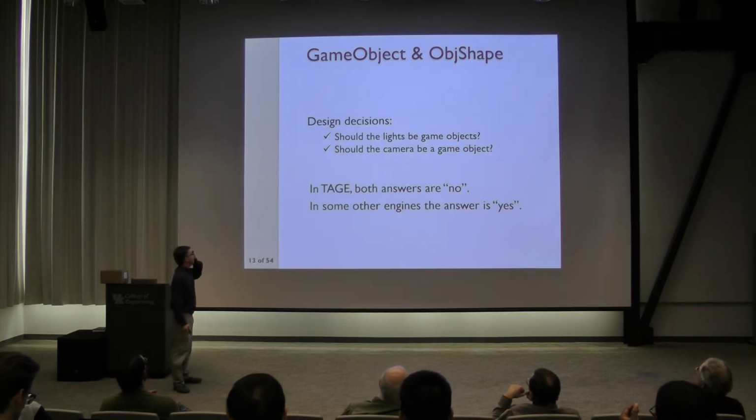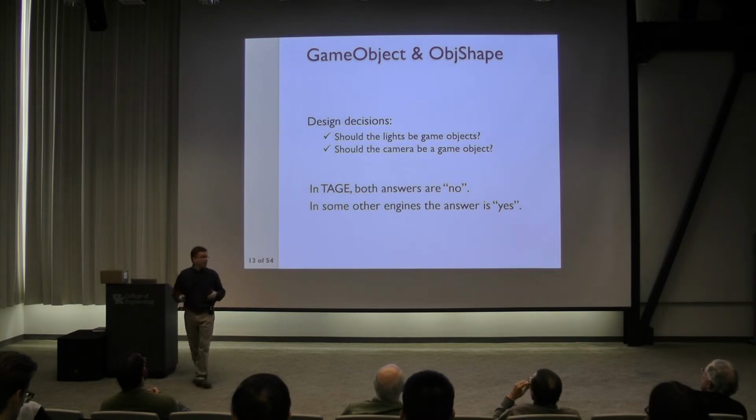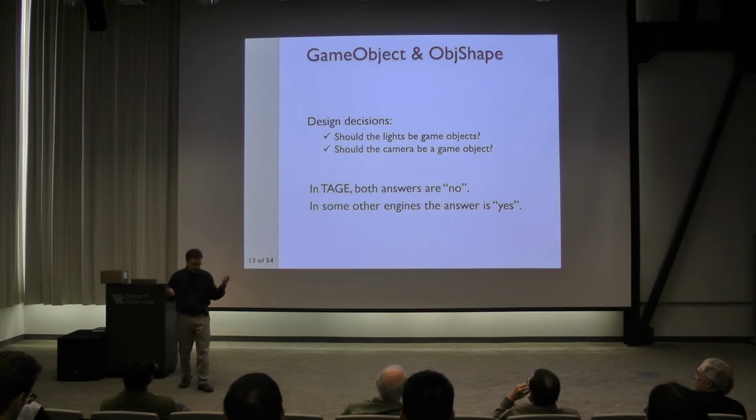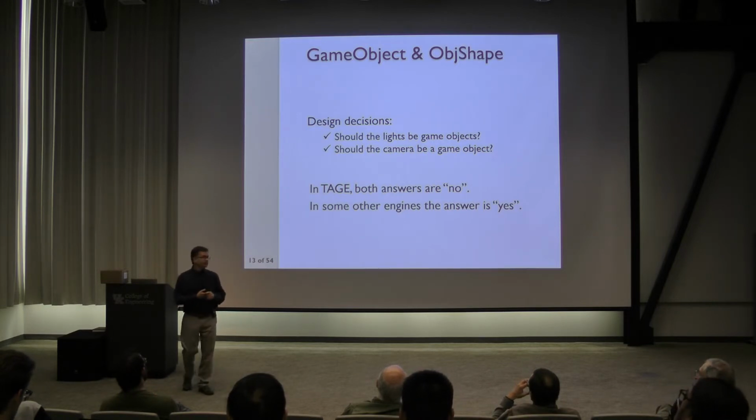Okay, design decisions. Should the lights and the cameras be game objects? In many game engines they are, in TAGE they are not. There are pros and cons to both. Sometimes I'm in there and I say, I wish the light was a game object. But in Sage, the lights were game objects, and there were times that I was saying, I wish the light wasn't a game object.